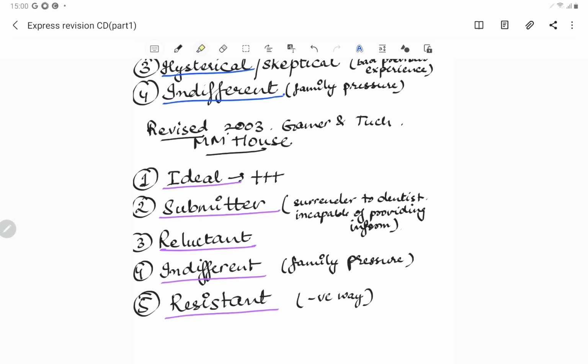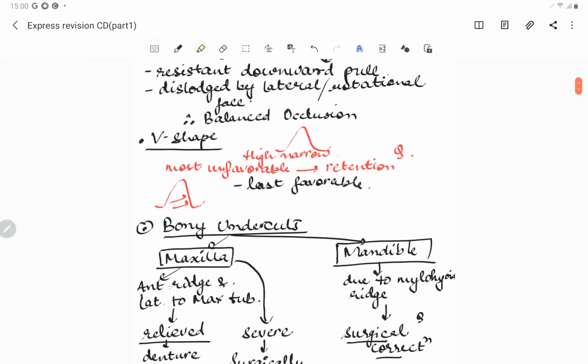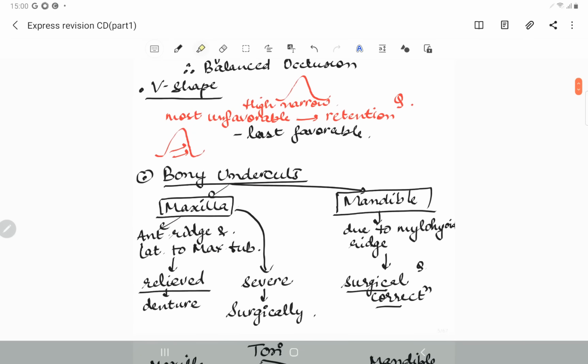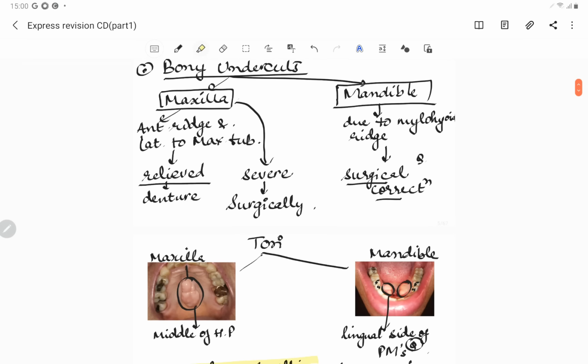Again, revised House classification: ideal, submitter, reluctant, indifferent, resistant. Shape of the palatal vault: U-shaped palatal vault is the most favorable. Then flat palatal vault, which is going to resist the downward force, but it is going to produce dislodging rotational or lateral movements or forces. And V-shaped palatal vault is the least favorable, which is not good for the retention of the denture.